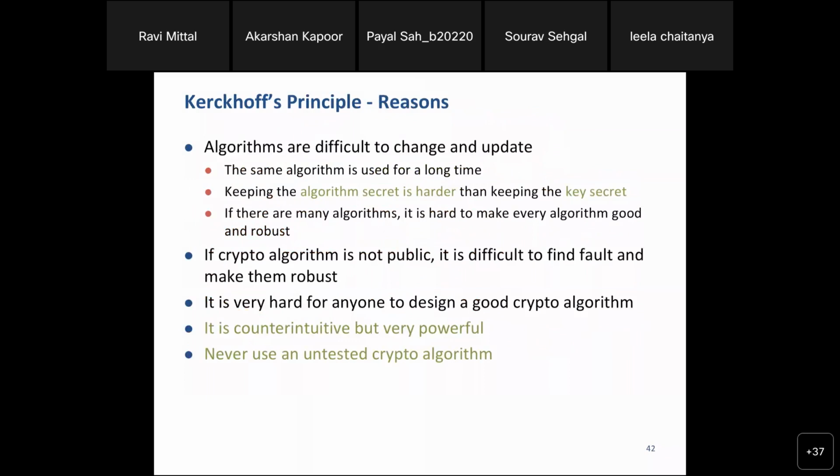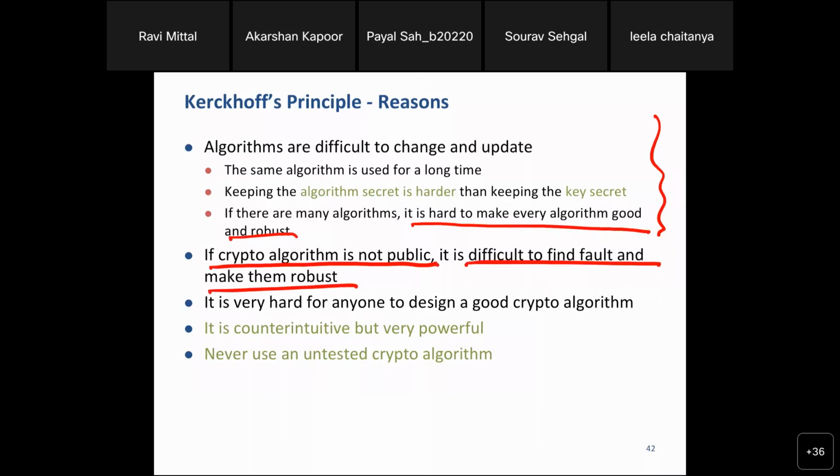Now the reason, for another 1 minute and we'll close, 2 minutes and close. Crypto algorithms are very difficult to design and require a lot of expertise. It takes a very long time to design them. So if you, with very limited knowledge, try to design one, it's likely insecure and easy to break. It's very hard to make an algorithm good and robust. The second thing is that if a crypto algorithm is not public, then it's difficult to find faults and make it robust. For this reason, crypto algorithms are not designed by everyone, and the steps of those algorithms are known.